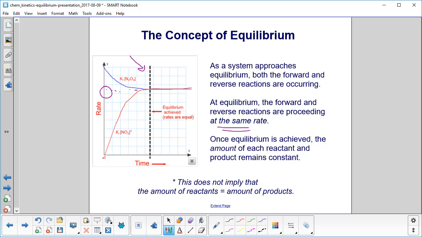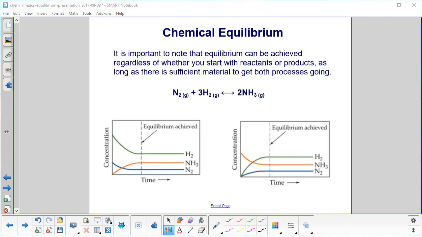there on the y-axis. Once equilibrium is achieved, the amount of each reactant and product remains constant. However, be very careful. That does not imply that the amount of reactants equals the amount of products. It's just that whatever amount they settle at, it stays the same. It is important to note that equilibrium can be achieved whether you start with the reactants or the products, doesn't matter. However, you do need sufficient material to get both processes going.